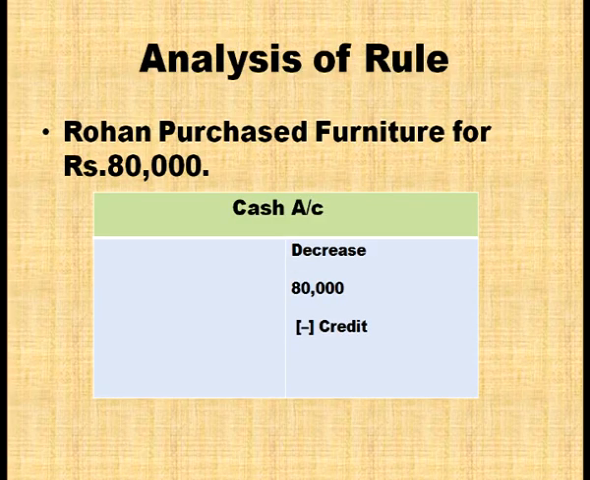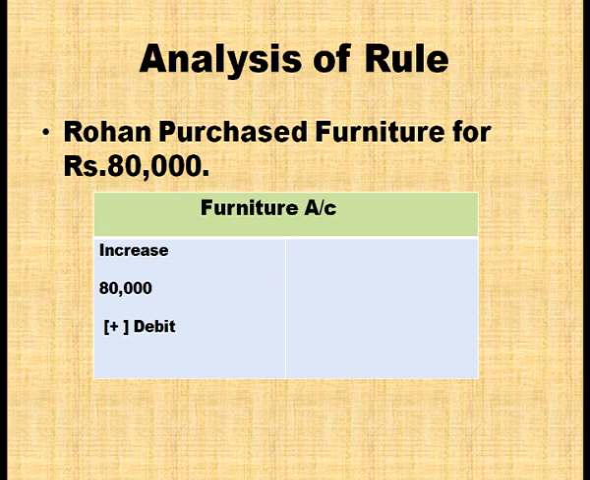Now, moving to different transactions in order to analyze the rule. First transaction, Rohan purchased furniture for rupees 80,000. Asset is coming inside the business. So, the name of the asset will be the one aspect, and when asset is coming inside, cash is going outside. So, two affected accounts are cash account and furniture account.